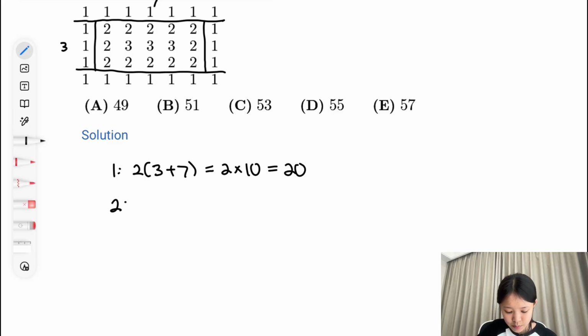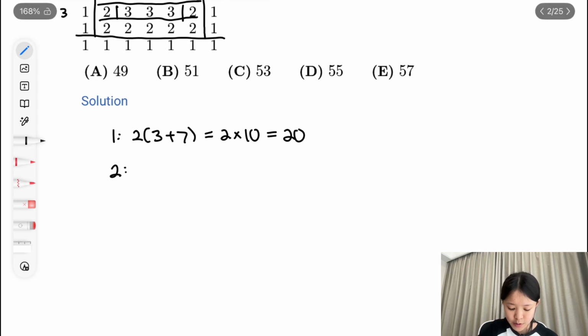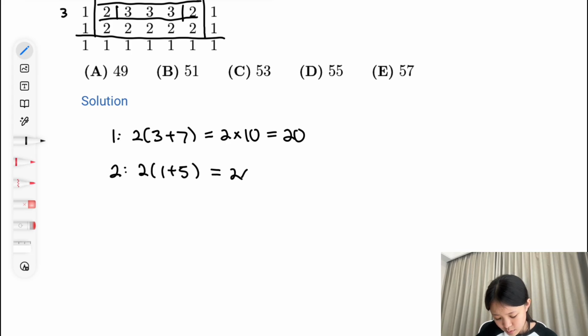So how many 2's do we have? Let's block it out in the same way. We have 1 two on each side, and then 5 2's on the top and the bottom. So that comes down to 2 times 1 plus 5, which equals 2 times 6, which is 12. And then 3's, very easily, we can count 1, 2, 3. There are 3 different 3's, so that just comes down to 3.